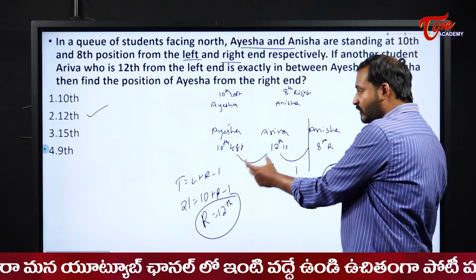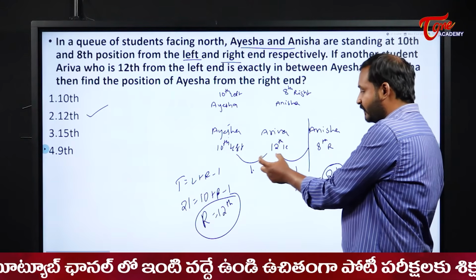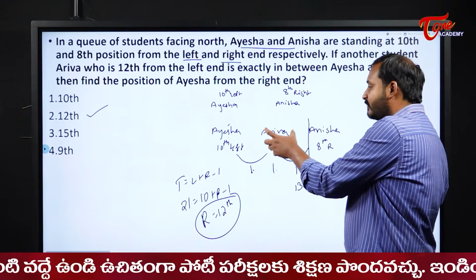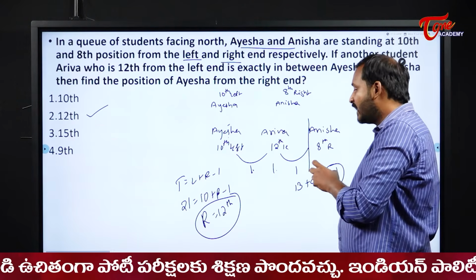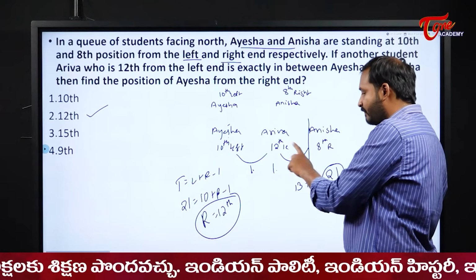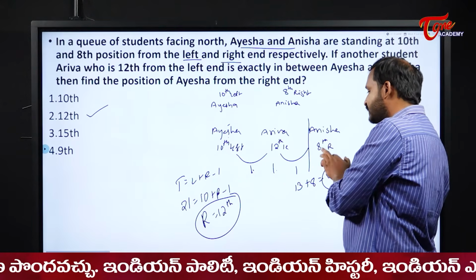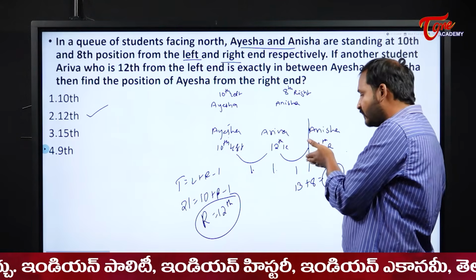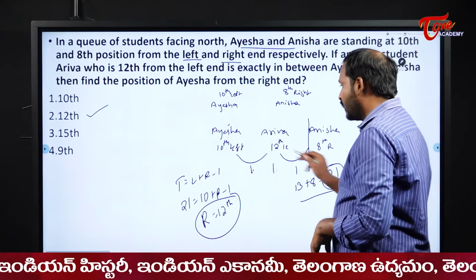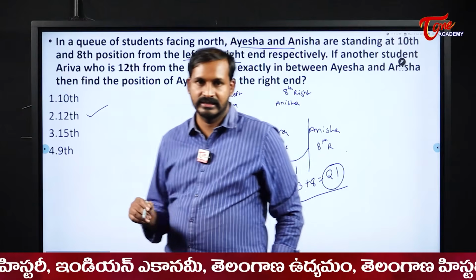10th from left, there is only one person, that is the 11th person. Next 12th, and there will be one more person between Arriva and Anisha. Why? Because Arriva was exactly in the middle between Ayesha and Anisha. So up to here 13 people are there. Yes sir, 12 plus 1 makes 13. And Anisha is 8th from the right hand. That means including Anisha there are 8 people. So 13 plus 8, total is 21, and from there we found the remaining things.